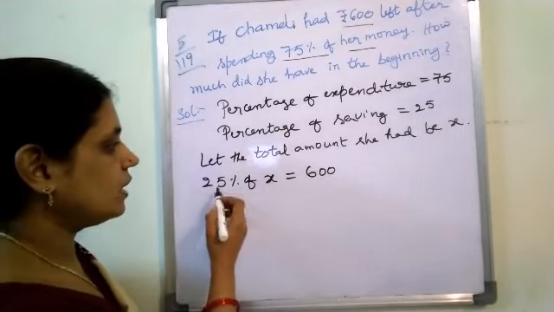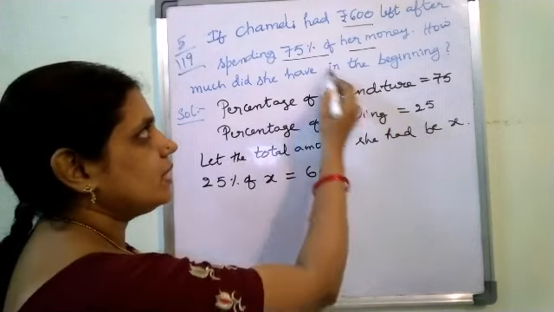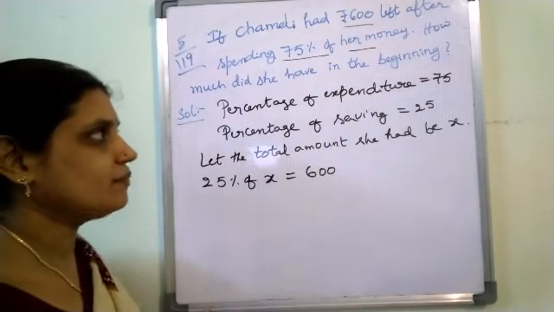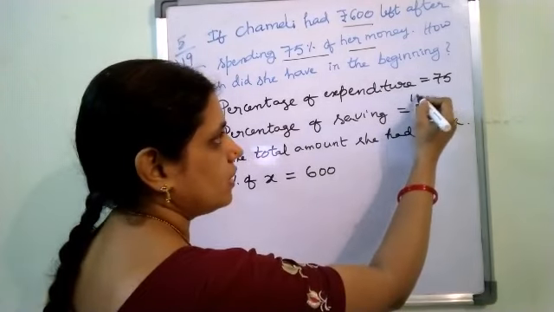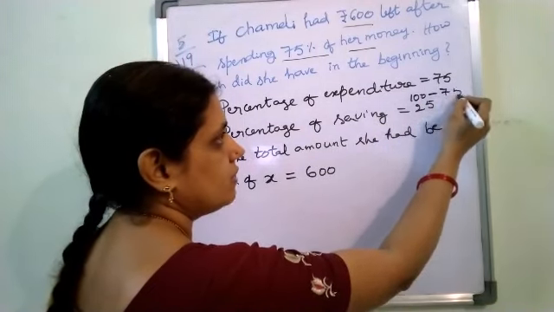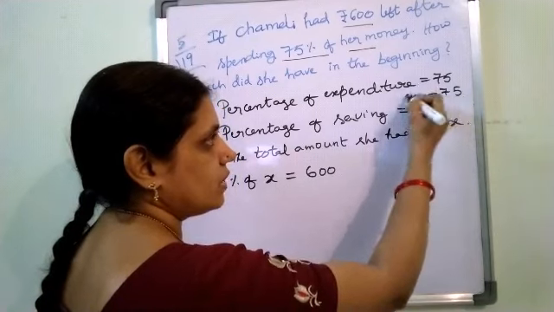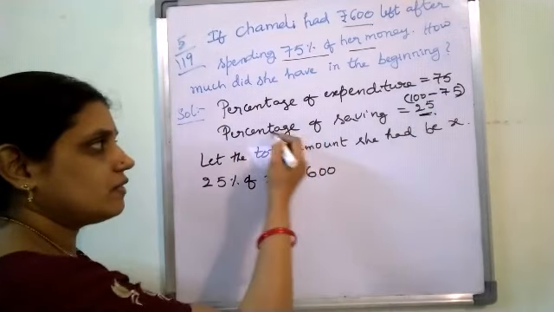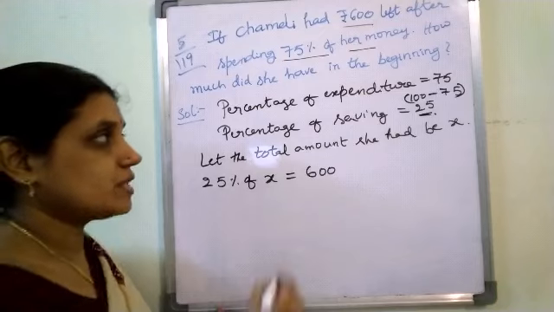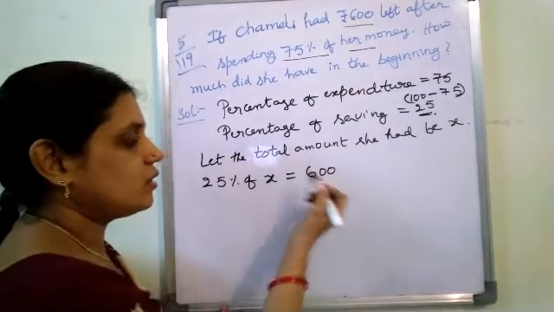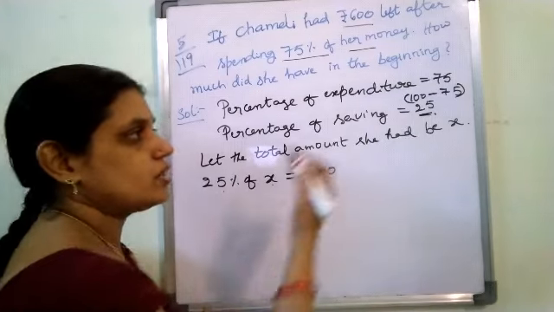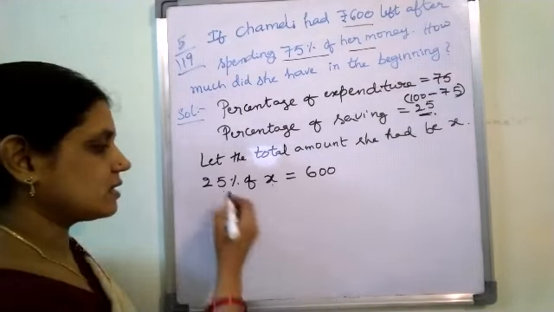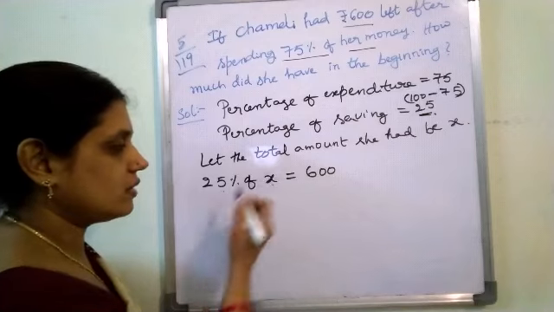Understood, all of you? So here the percentage of expenditure is given, that is 75. So based on that, how did we get this 25% of saving? If you want, you can write it as 100 minus 75, then 25. Even in that way you can write. Okay. So that is 25% she saved. So what is the amount? 600 rupees. So 25% of X. What is this X? The total amount she had in the beginning. That is X. So 25% of X equal to 600.